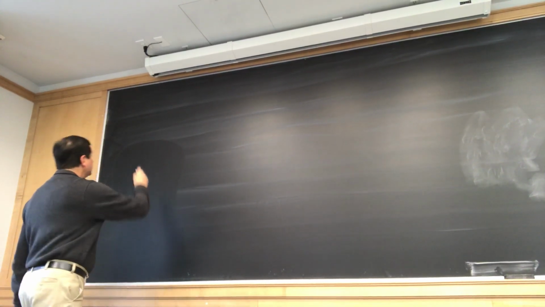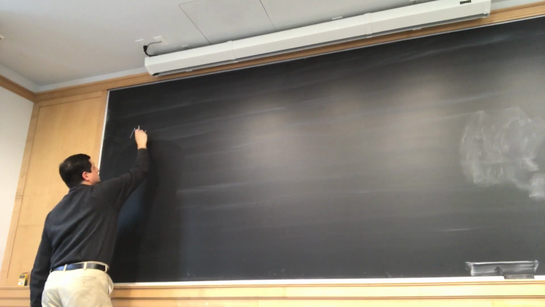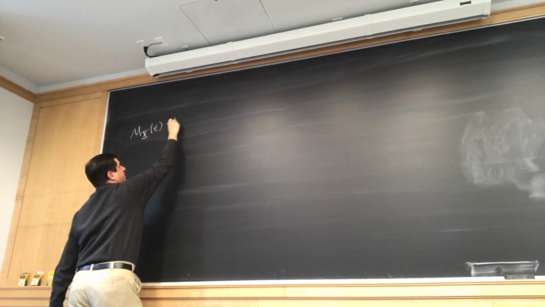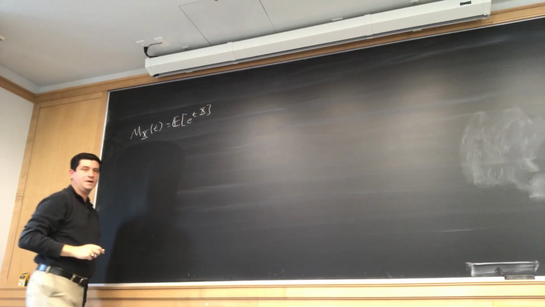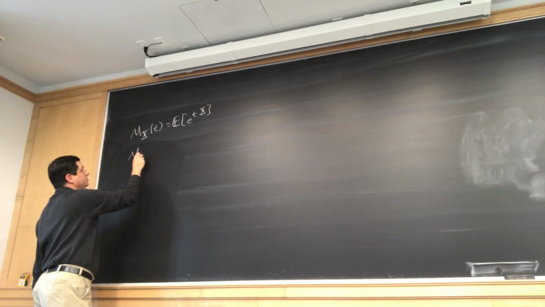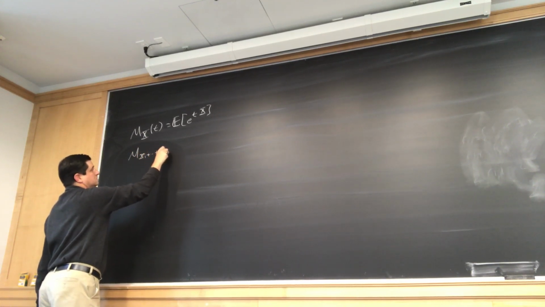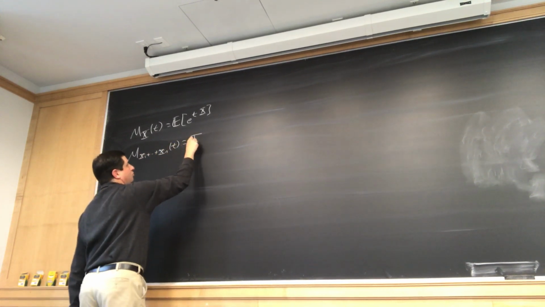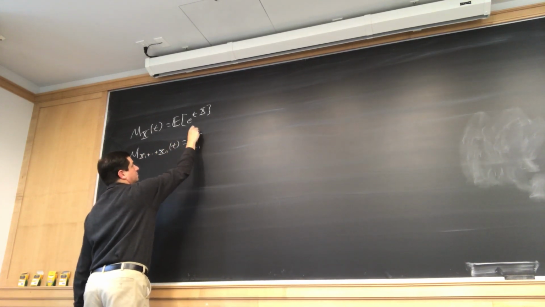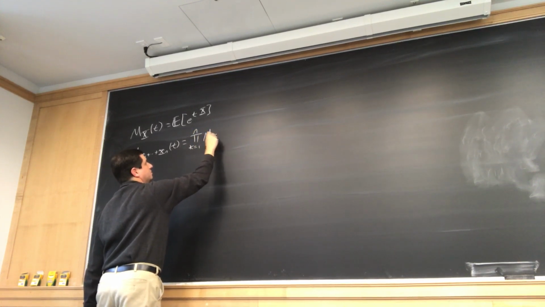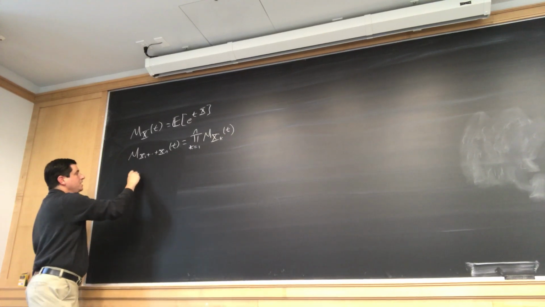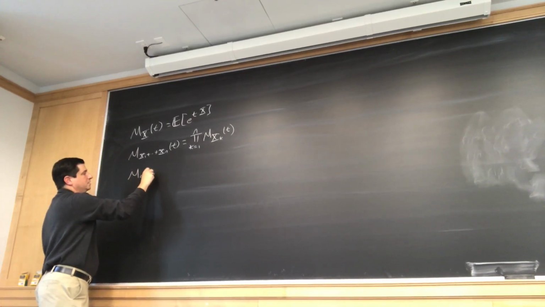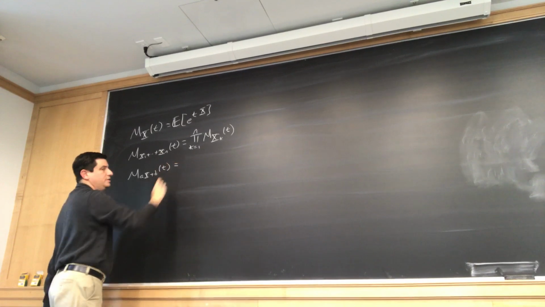All right, so the first is the moment generating function of x is just the expected value of e to the tx. The next was the moment generating function of the sum was just the product of the moment generating functions of the individuals.